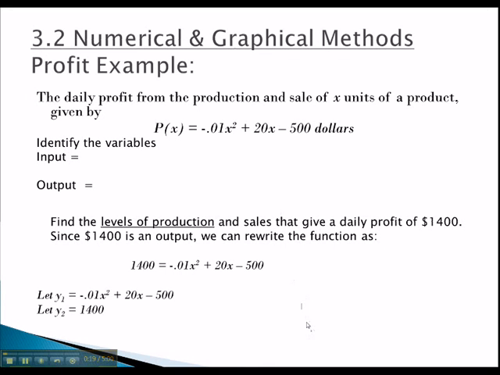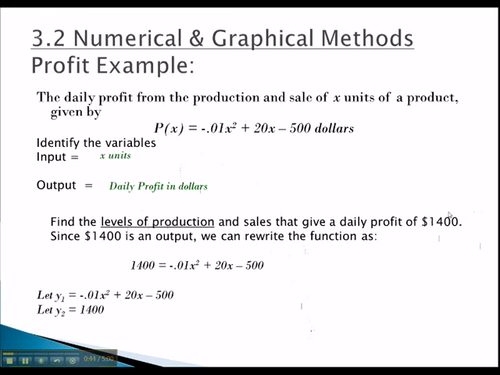In this example, we are given a daily profit function that has to do with the sale of X units of product. In this case, X is the input variable, and the output variable would be the daily profit in dollars. The question is to find the levels of production and sales that give a daily profit of $1,400.